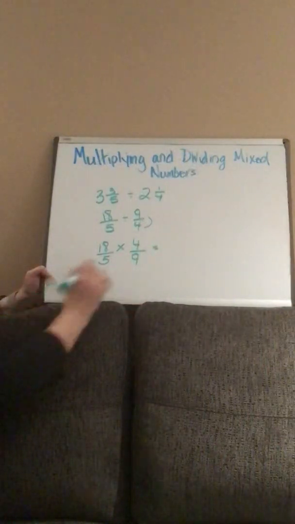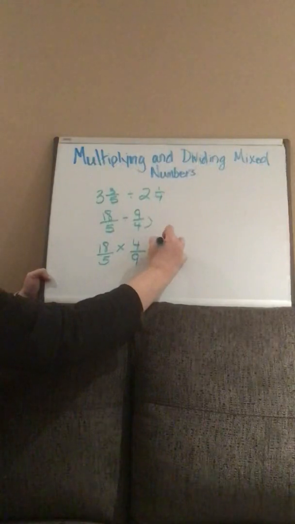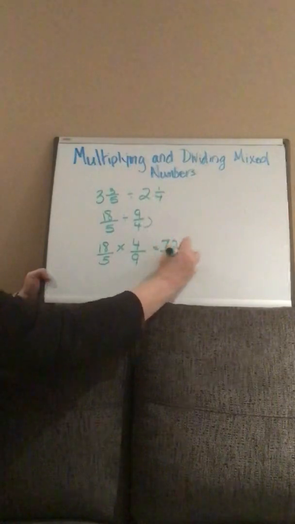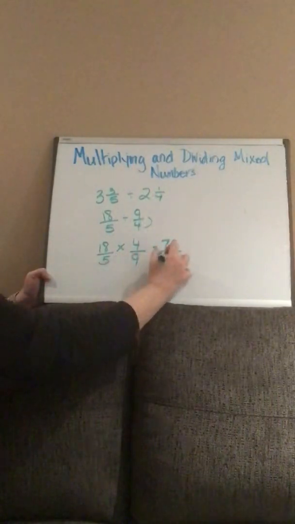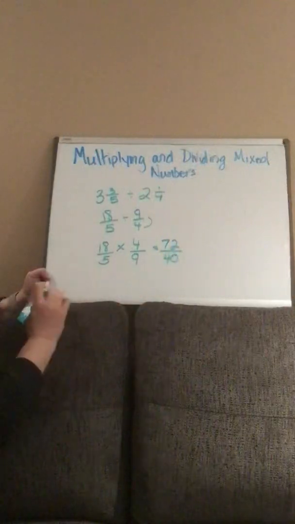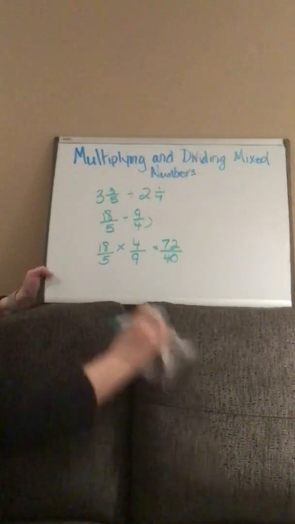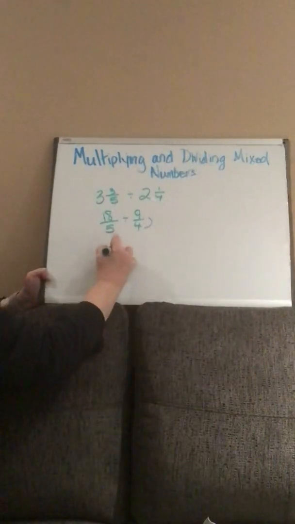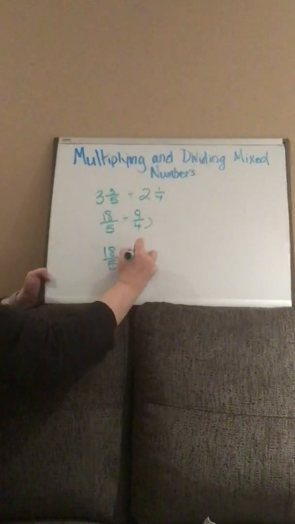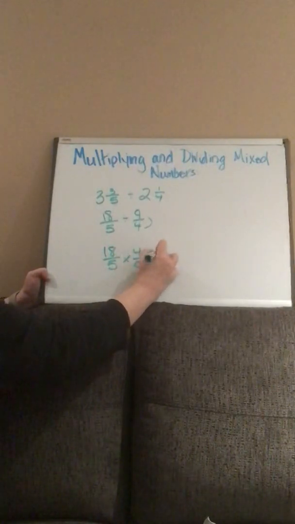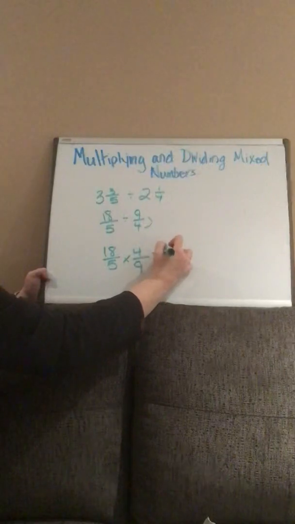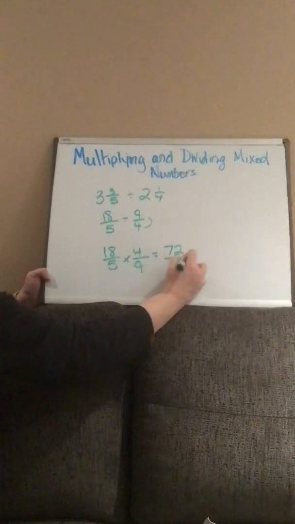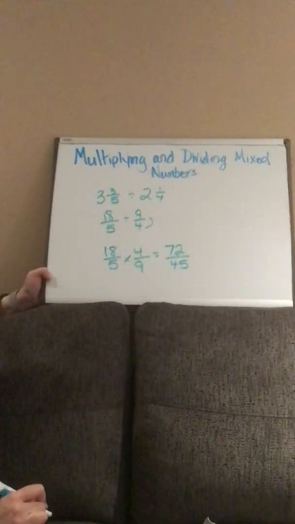18 times 4 is 72. Sorry, quick mental math in my head. Let's start that again. 18 over 5 times 4 over 9. 18 times 4 is 72. 5 times 9 is 45. That sounds a little bit better.